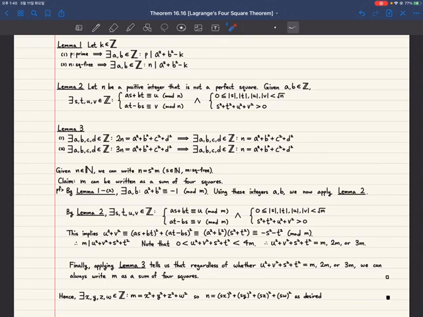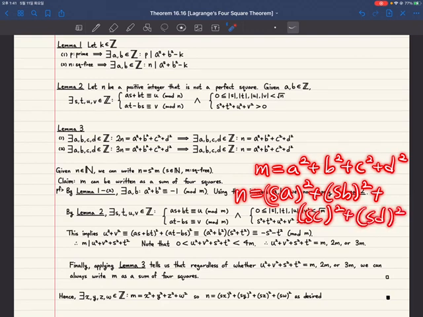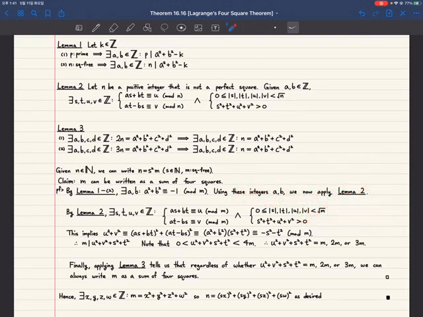So we proceed with the following claim: that m can be written as a sum of four squares. What we're basically trying to do is, if m can be written as a sum of four squares, then n is just equal to (sa) squared plus (sb) squared plus (sc) squared plus (sd) squared. So our claim will be proven. It just suffices to prove that m can be written as a sum of four squares.